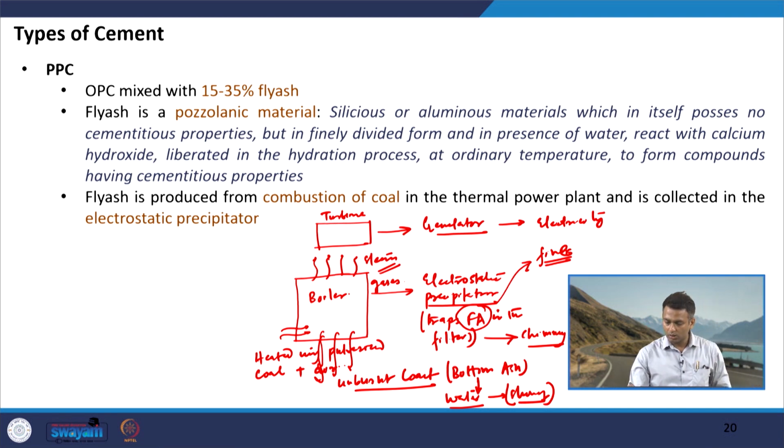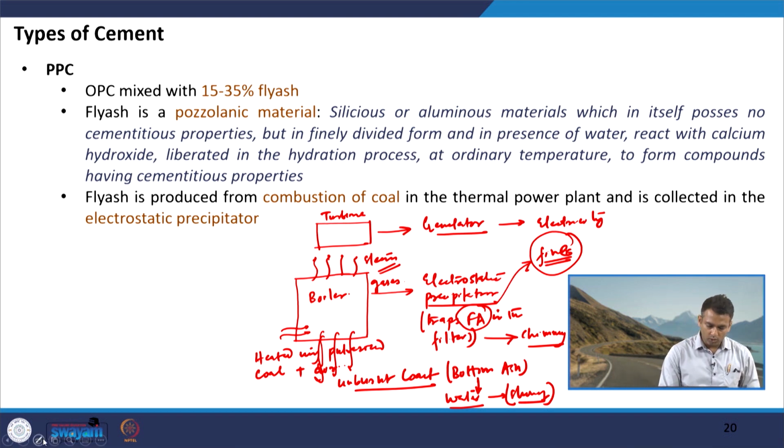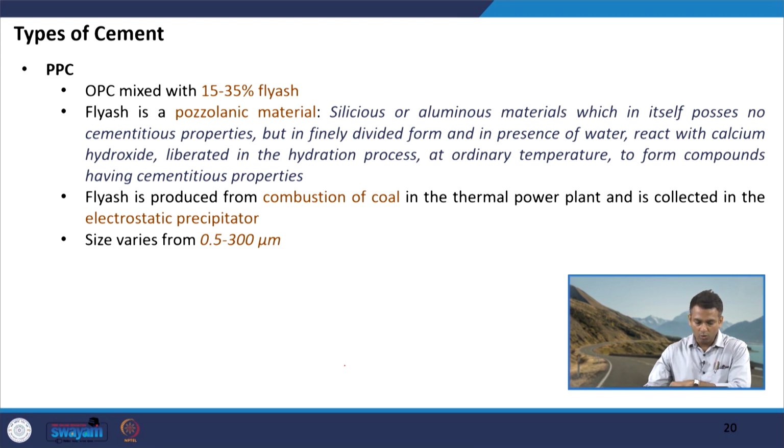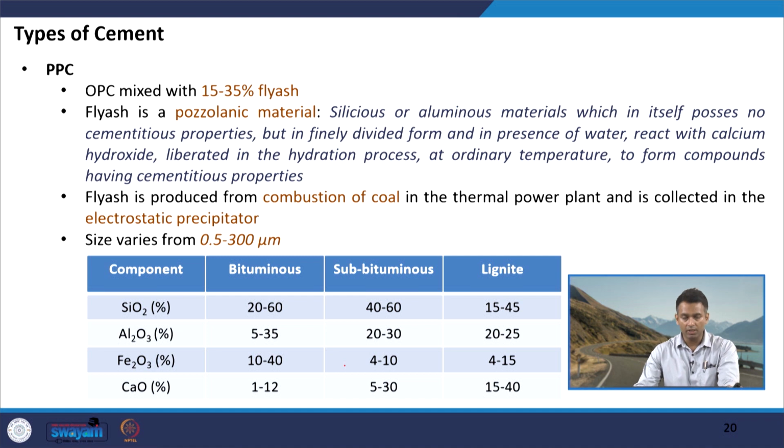So, anyways, this flow diagram was meant to explain what happens in the thermal power plant and how we get the fly ash that we have to use in the production of Portland pozzolana cement. So, having said this, let us now talk about other characteristics of Portland pozzolana cement. Its size varies from 0.5 to 300 micrometers, and these are the different components in the fly ash that we typically see. And just to inform you that fly ash itself can be produced from different sources of coal. We have bituminous coal, we have sub-bituminous coal, we also have lignite based coal.